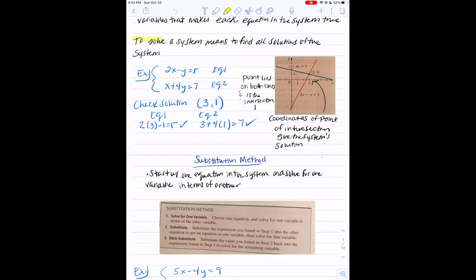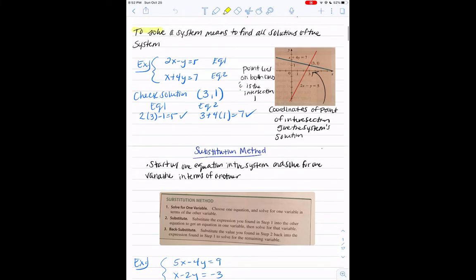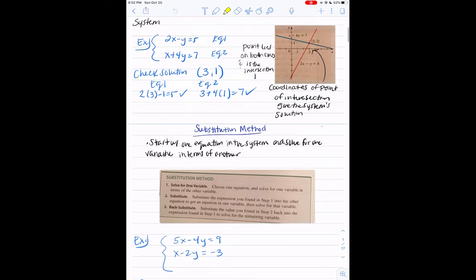For example, if we have 2x minus y equals 5, that's our equation 1. And then we have x plus 4y equals 7, which is our second equation. Say a possible solution was (3, 1). By plugging that into equation 1 and equation 2, we see that it satisfies both. When you plug in 3 for x and 1 for y, you get a correct equality in both equations, so that is indeed a solution to the system.